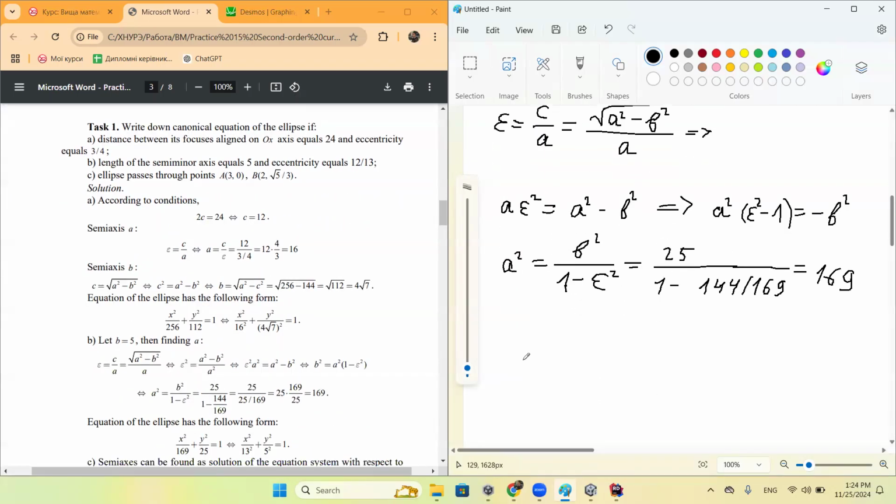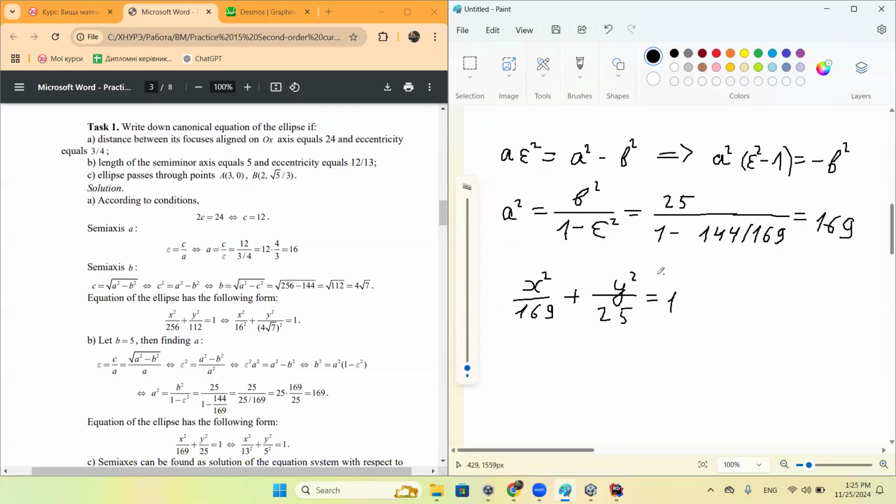So the equation of the ellipse is the following: x to the power of 2 by 169 plus y to the power of 2 by 25 equals 1. So we found everything. Then, so this part is solved.